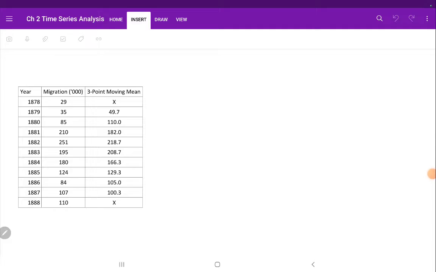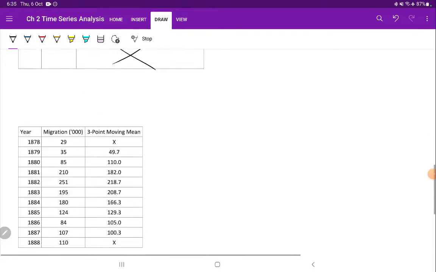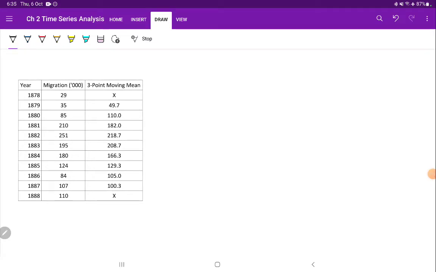Alrighty, I've now just summarized the results of this into a table, and now I want to have a look at completing part B, which is to plot it as a graph. Right, so the smoothing process takes a little bit of time, but that's just to get a smoother set of data to plot against our original data. So we're going to be plotting 2 sets of data on the same axes.